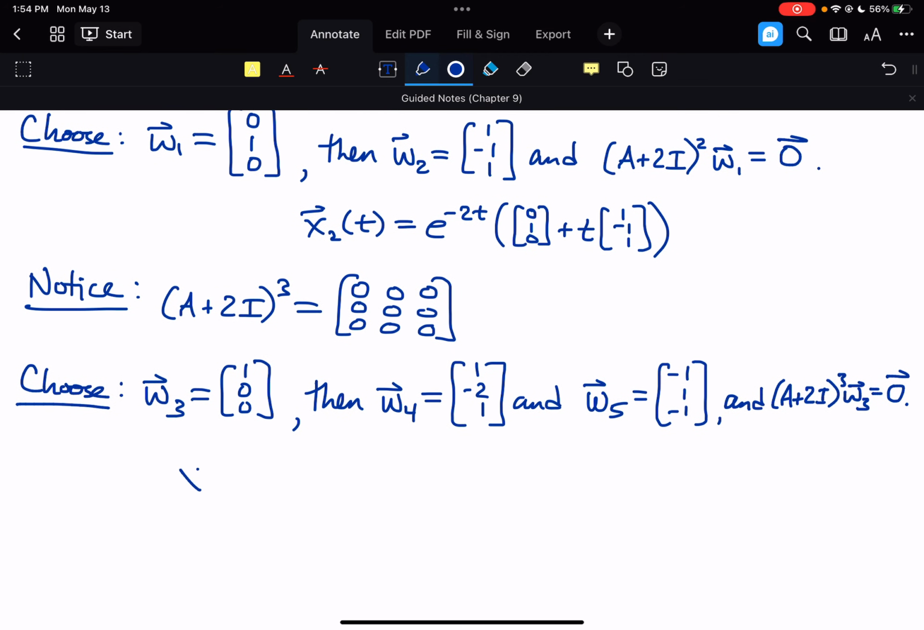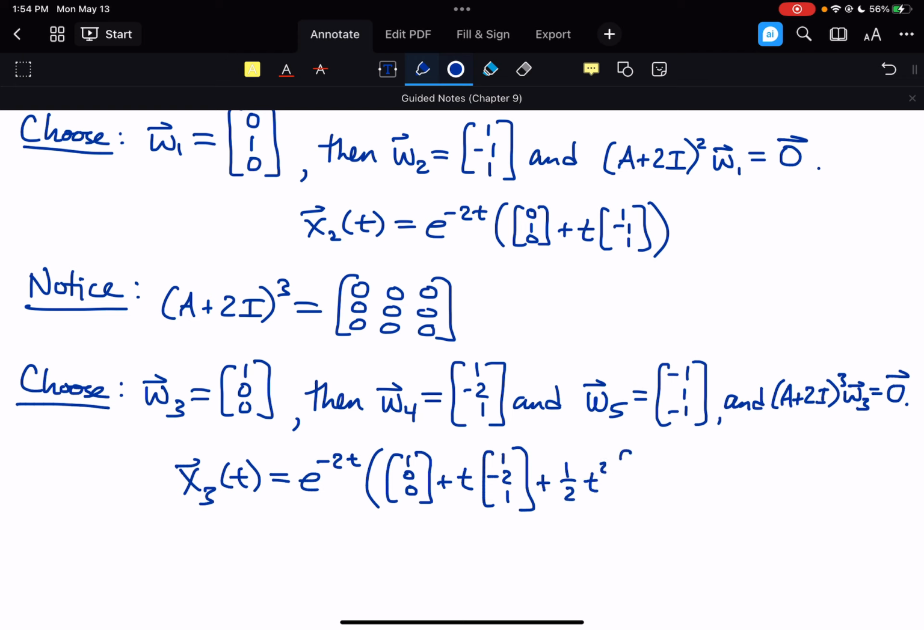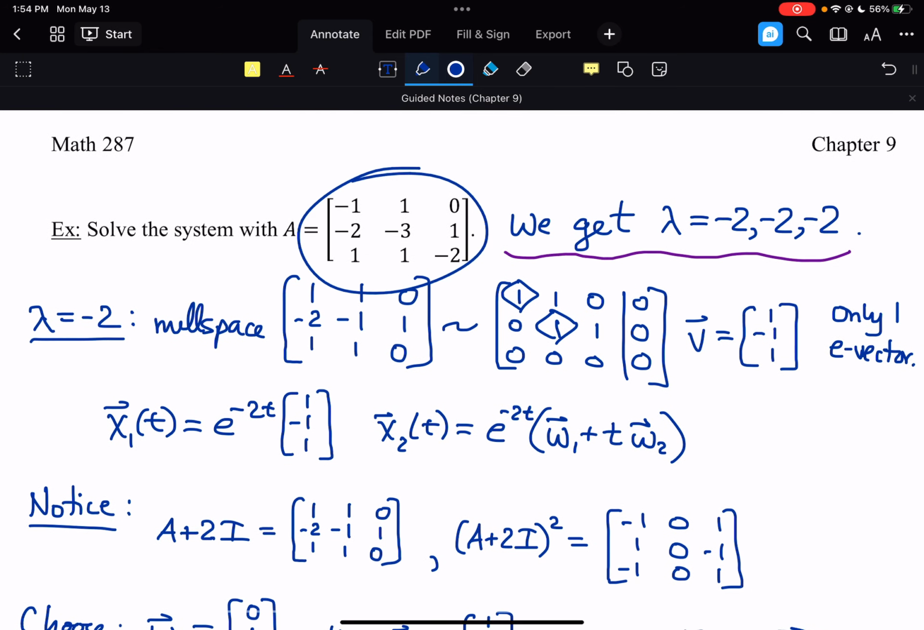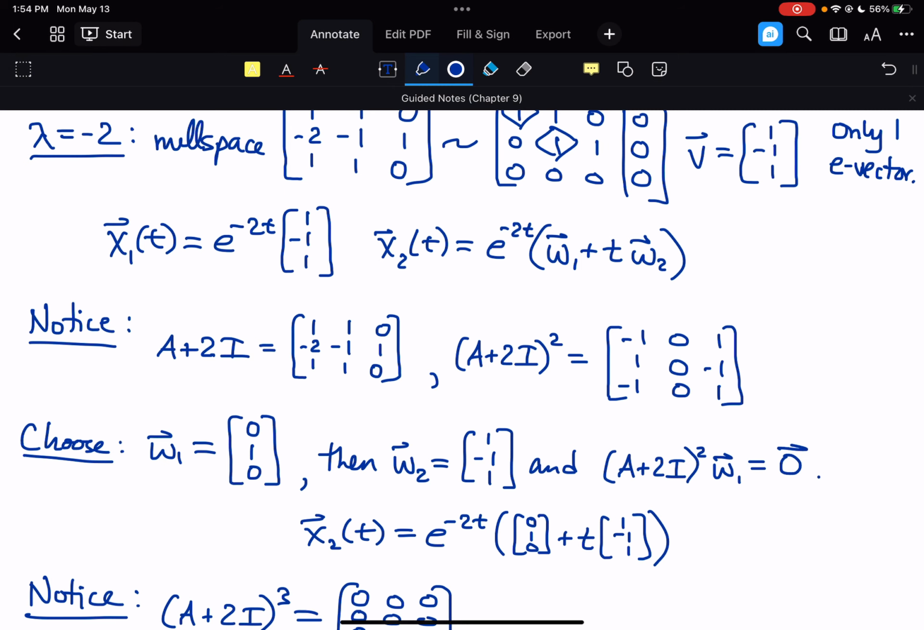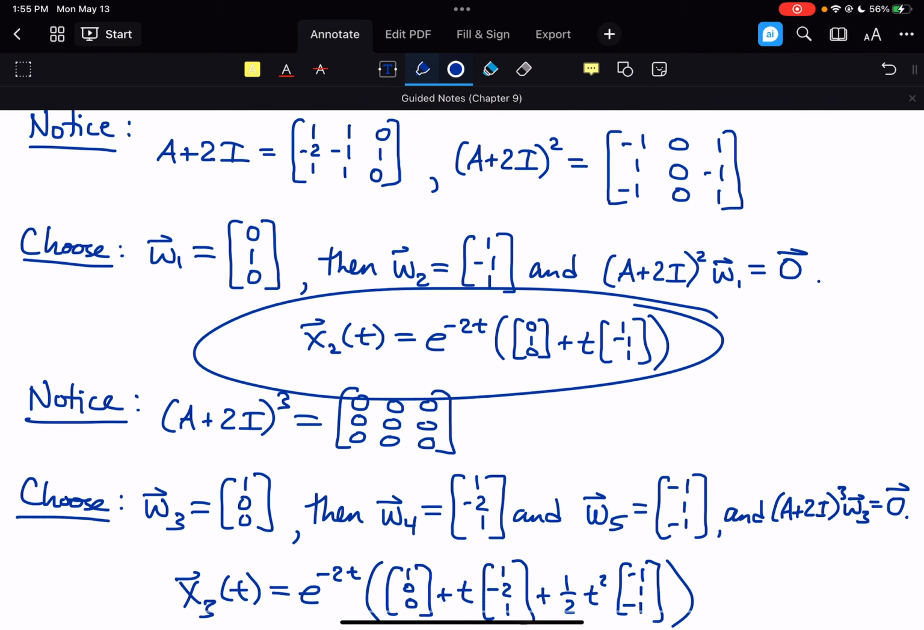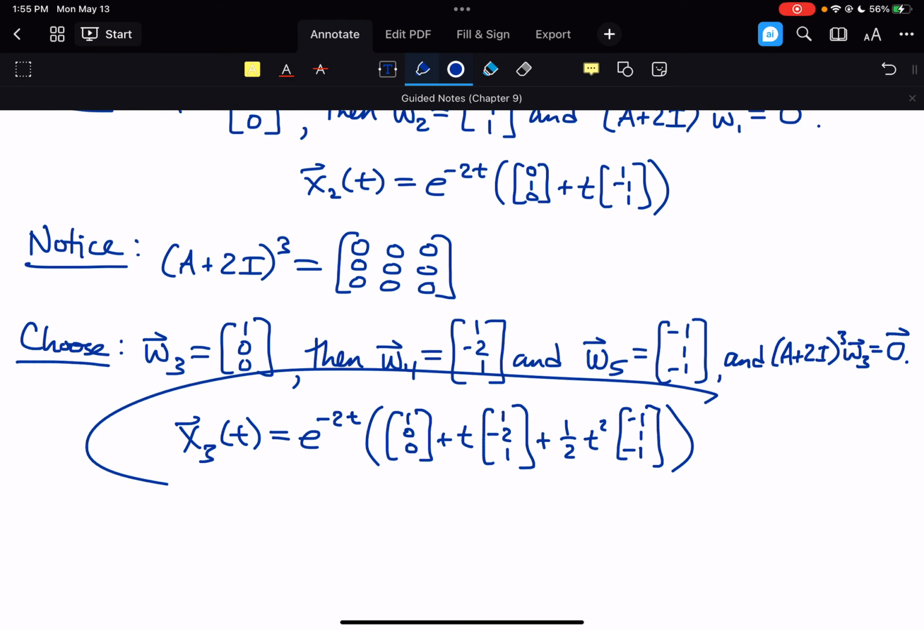That gives us our form for x3(t). So that's e^(-2t) times (1, 0, 0) plus t times (1, -2, 1) plus 1/2 t squared times (-1, -1, 1). And that is going to give us everything we need. We had a 3 by 3 coefficient matrix here, so we should be getting 3 solutions out of this. We got x1 at the beginning. That was our straightforward solution from the eigenvector. We got x2 right here using the method from the previous example, and we got x3 right here using the new method that we just developed.